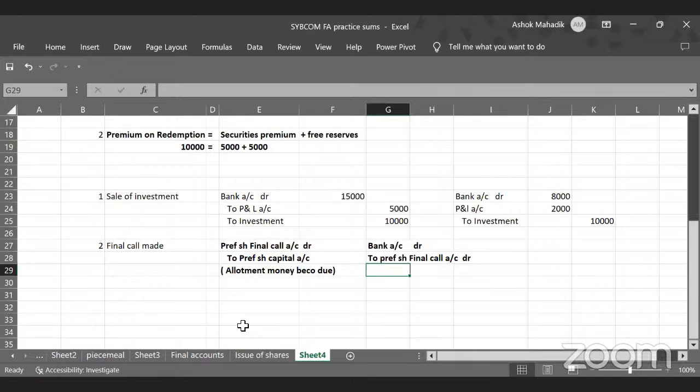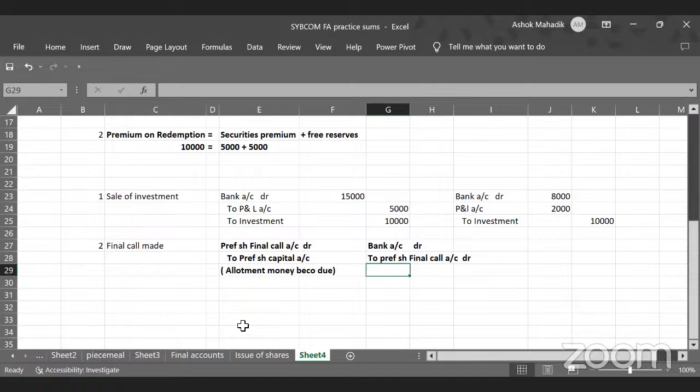So for the final call entry in case of preference capital, if we have to redeem, the shares have to be fully paid. So we have to make a final call. So the entry will be preference final call account debit to preference capital. And when you receive money, bank account debit to preference final call. Simple entries. So this may be there, I'm telling you.